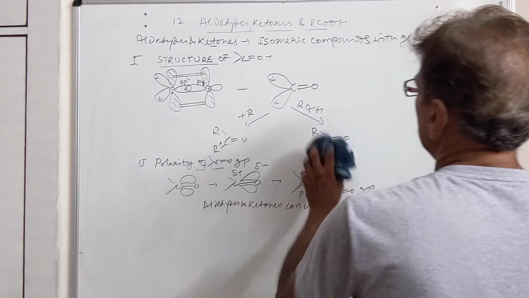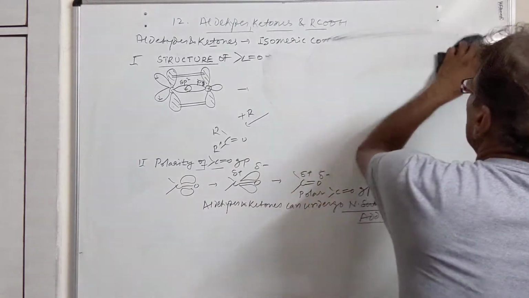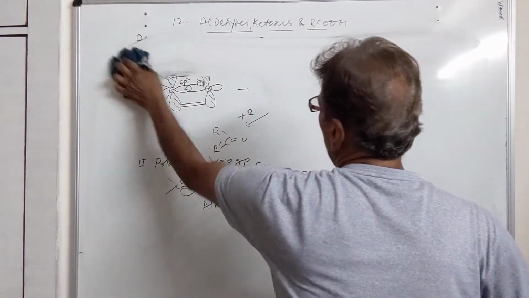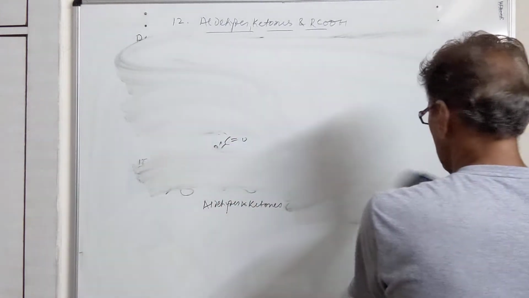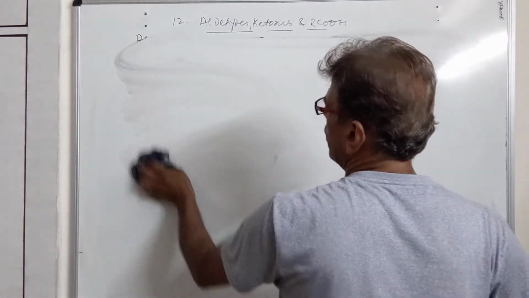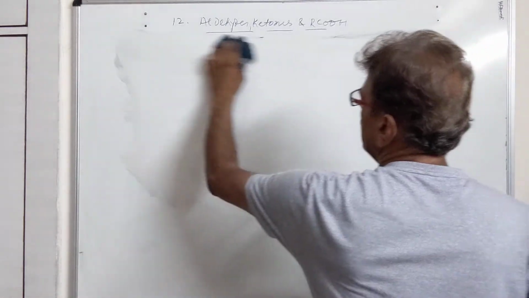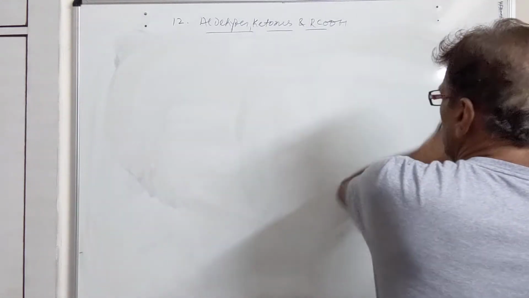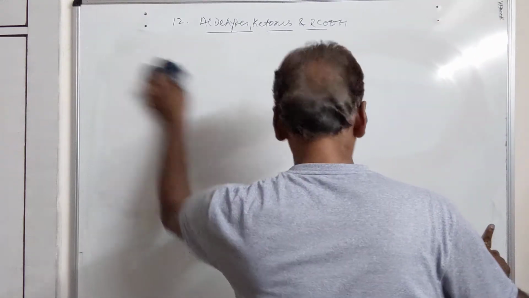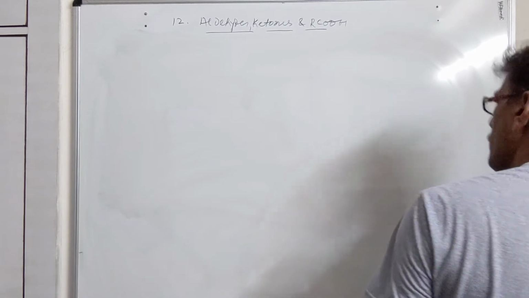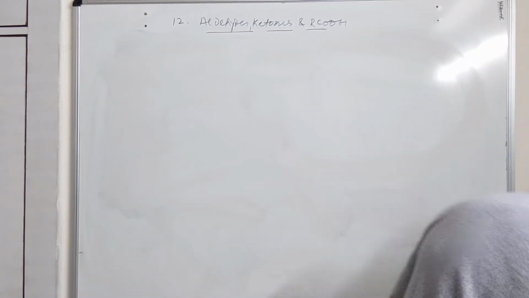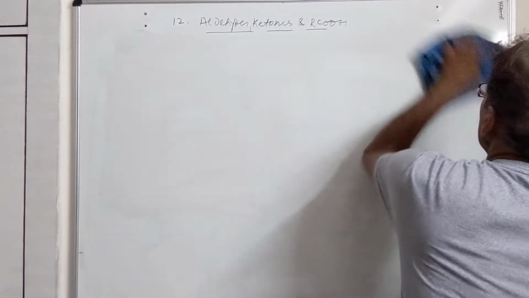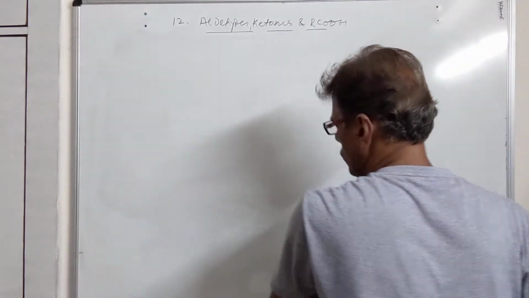Now first of all, we consider the methods of preparation of aldehydes and ketones. Some methods we have already discussed in aldehydes, ketones and carboxylic acids. So up to now we know some methods. Now we get the methods of preparation of aldehydes and ketones.